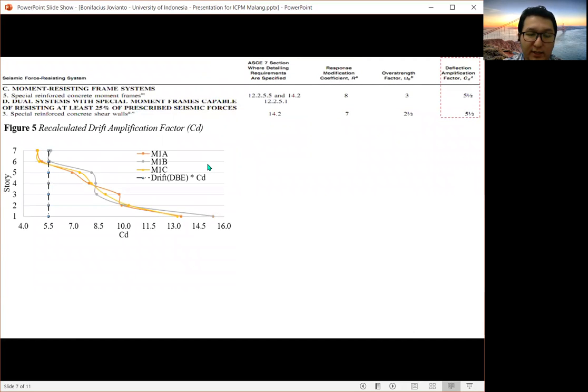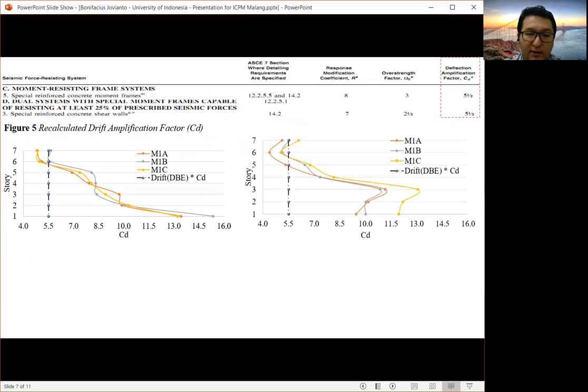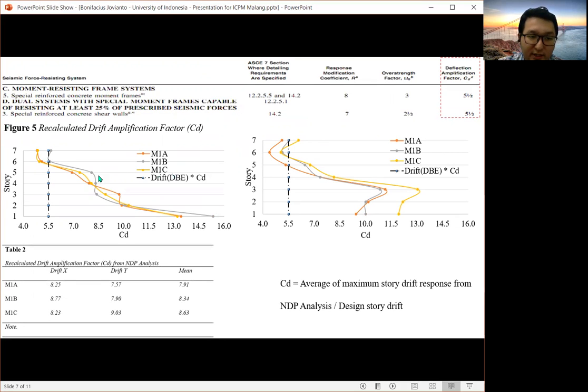All these story drift data are summarized and used to recalculate Cd, the drift amplification factor of the prescriptive code. As can be seen here, Cd values vary greatly between stories, while the prescriptive code treats it as universal for all stories. As summarized here, the Cd value from the NDP analysis far exceeds the Cd value from the prescriptive code, which is 5.5 for the reinforced concrete special moment frame.